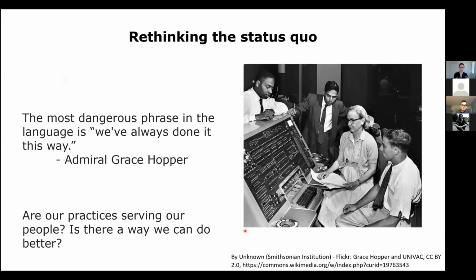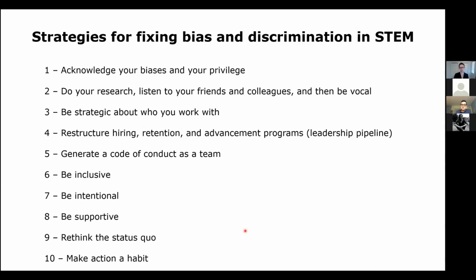We've been doing things a certain way for a long period of time. And I found this quote by Admiral Grace Hopper, who was an admiral in the US military. I don't know if admiral is Navy or what. But what she said is the most dangerous phrase in the language is, "We've always done it this way." And I think that is profound. I hope she's the one who actually said it. I extensively looked on Google. I was hoping it was actually her. But are our practices serving our people? Is there a way we can do this better? Our publishing, our award system, how we select grad students, rethinking the status quo.